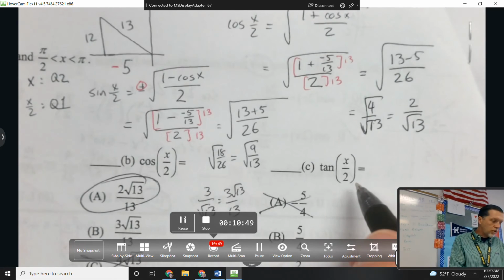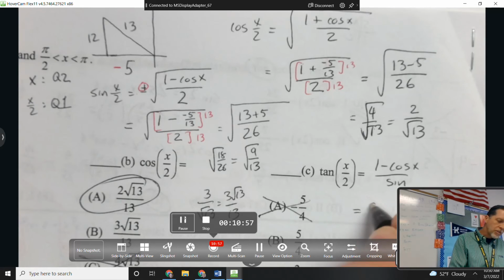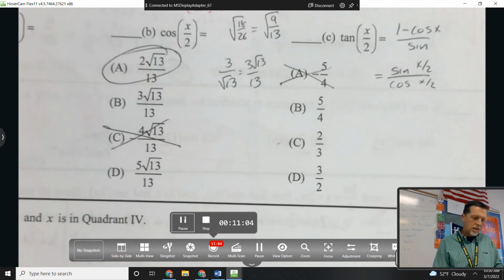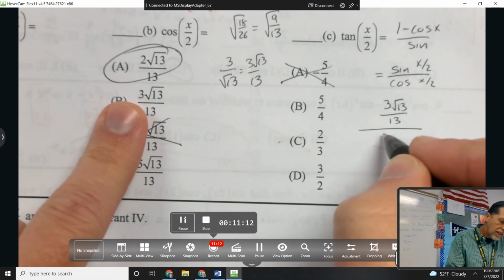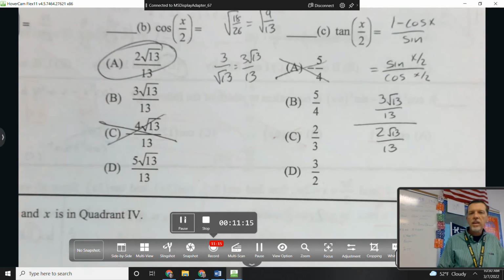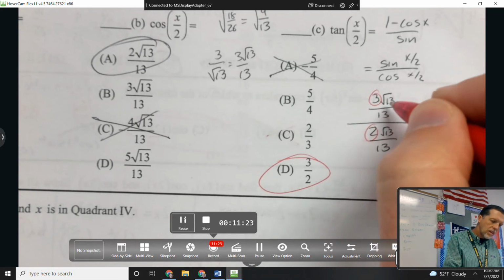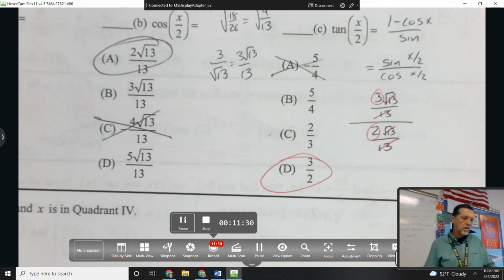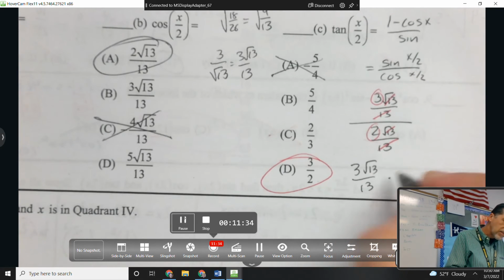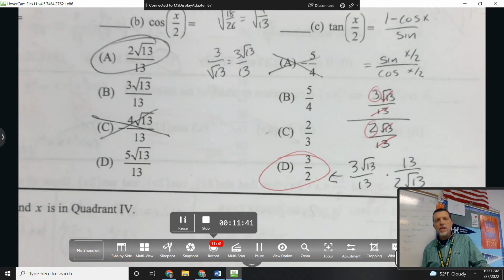And then tangent, I have two options. I can do 1 minus cosine over sine, but I can also just do sine over cosine, especially since I have them already. It looks terrible, but keep it, change it, flip it, or be careful with crossing out, and you get 3/2. Again, if you're not comfortable crossing things out, then take the safe route. Keep it, change it, flip it, and you get 3/2.